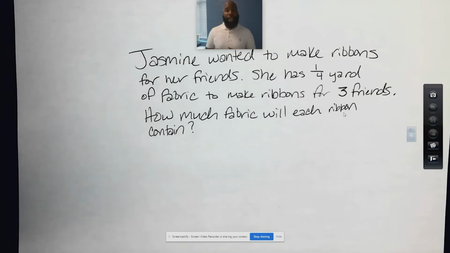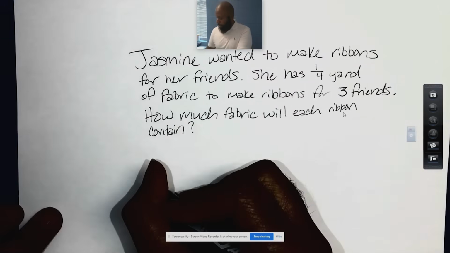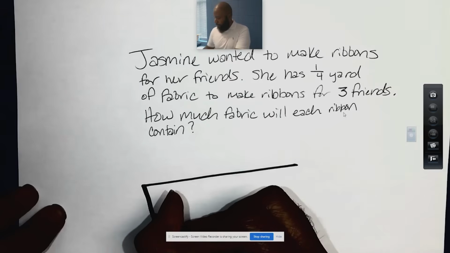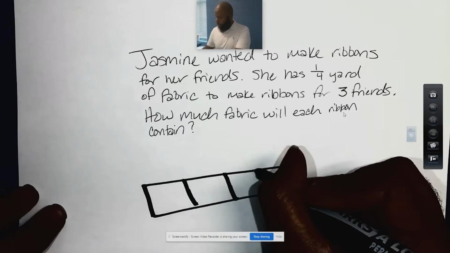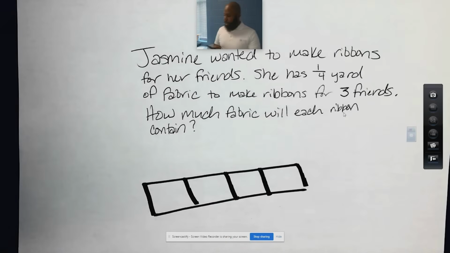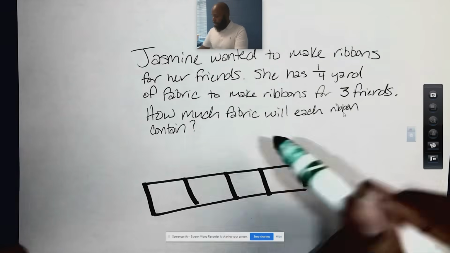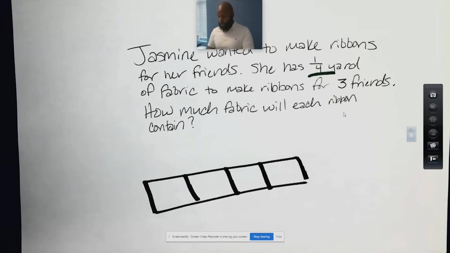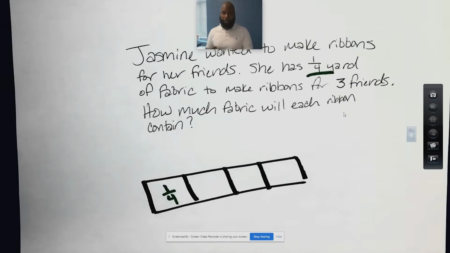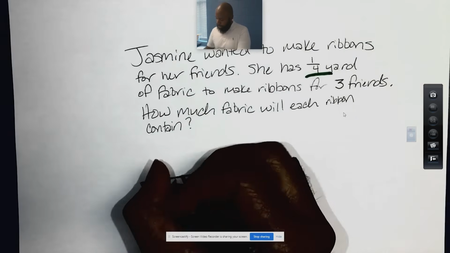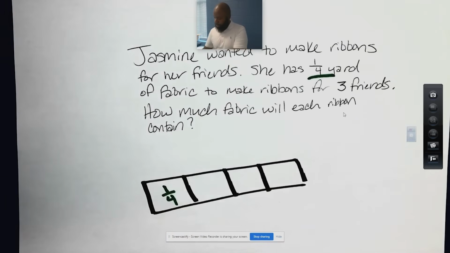So let's check your work. Here are some models that could have been used when solving this situation. So I'm going to use this model. I know that she has a 1/4 of a yard, so this is going to represent my 1/4. From that 1/4, she's going to divide that to 3 friends. So I'm going to take this and divide it to 3 friends.